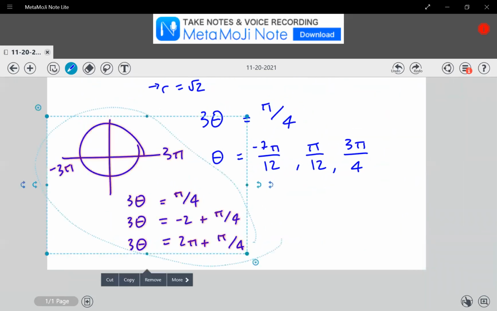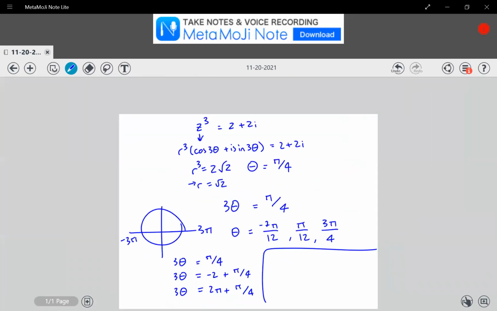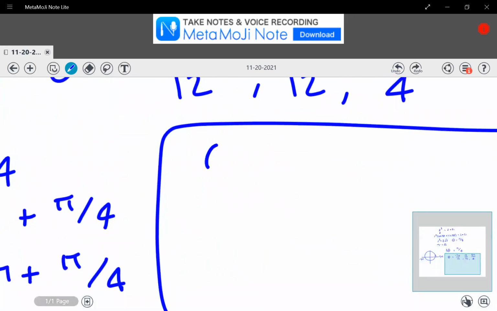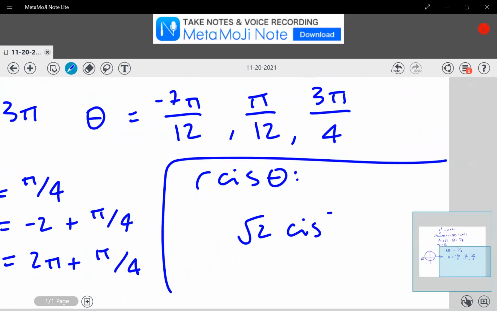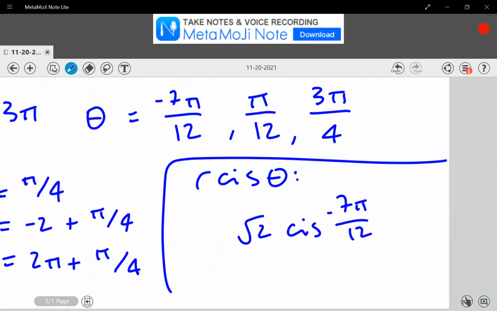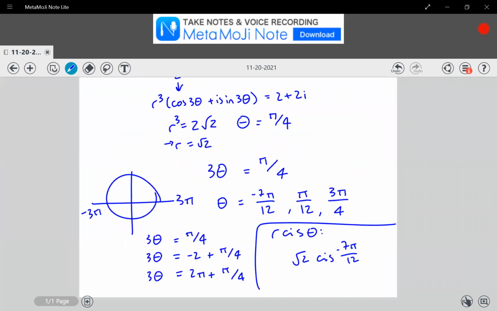After that, all we do is plug these into our original cis theta equation to get root 2 cis of one of our angles, -7 pi over 12, and root 2 cis pi over 12, root 2 cis 3 pi over 4. So those will be our roots for z to the power of n.